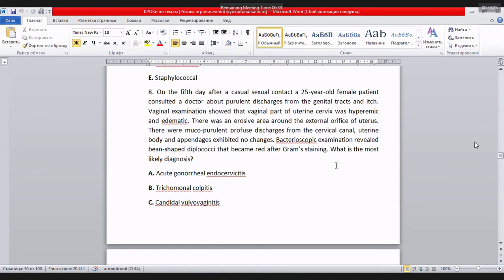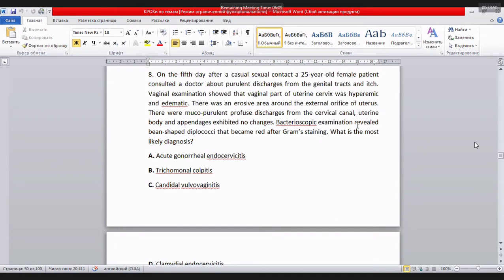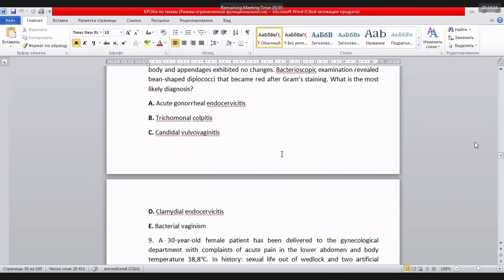Again, diplococci, again, casual sexual contact, purulent discharges from the genital tract, usually present itching, very rarely painful, unpleasant, maybe frequent urination. Here, acute gonorrheal endocervicitis. They suggested you set the diagnosis. Why endocervicitis? Because erosion around the external orifice was present, and we have hyperemia around the cervix. That's why it is gonorrheal endocervicitis.